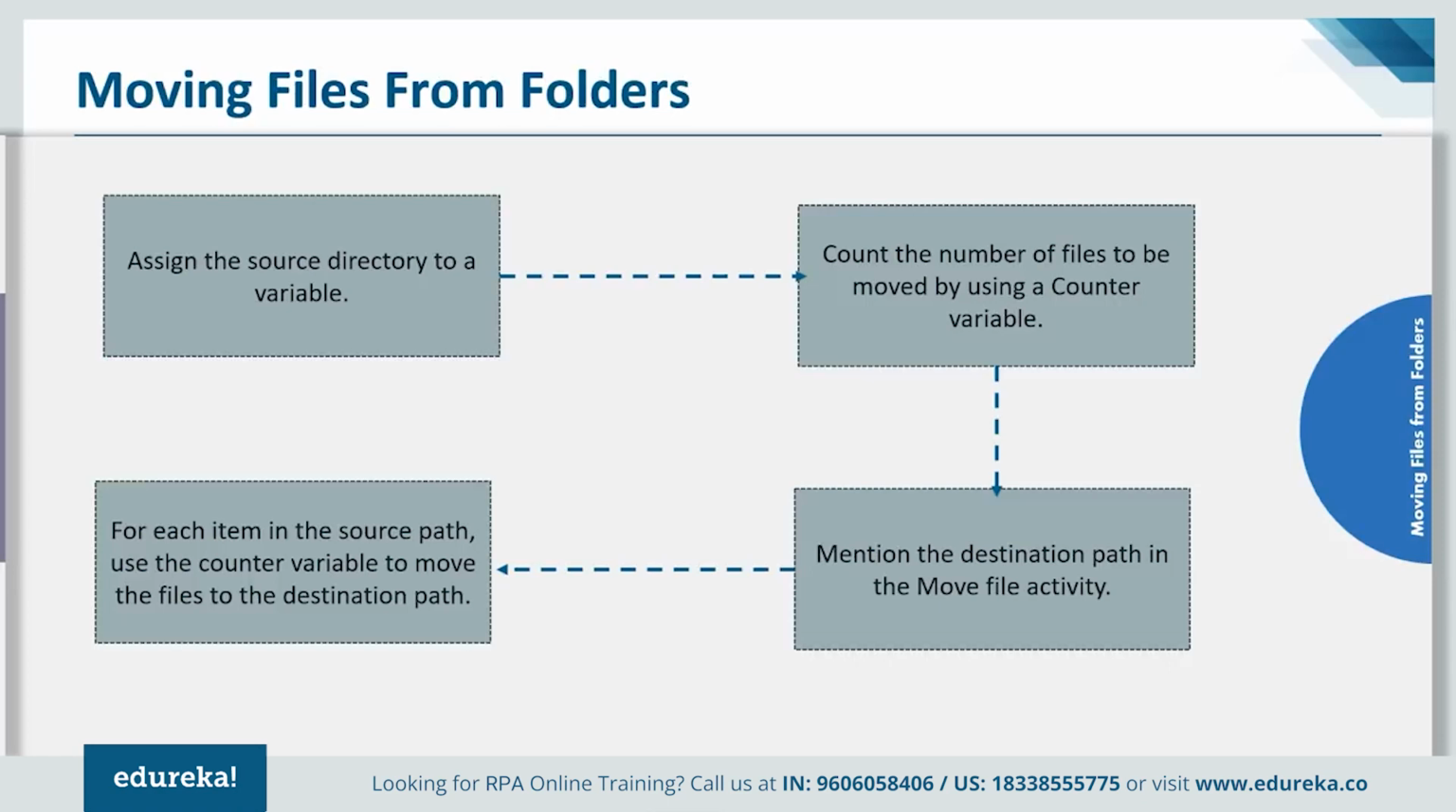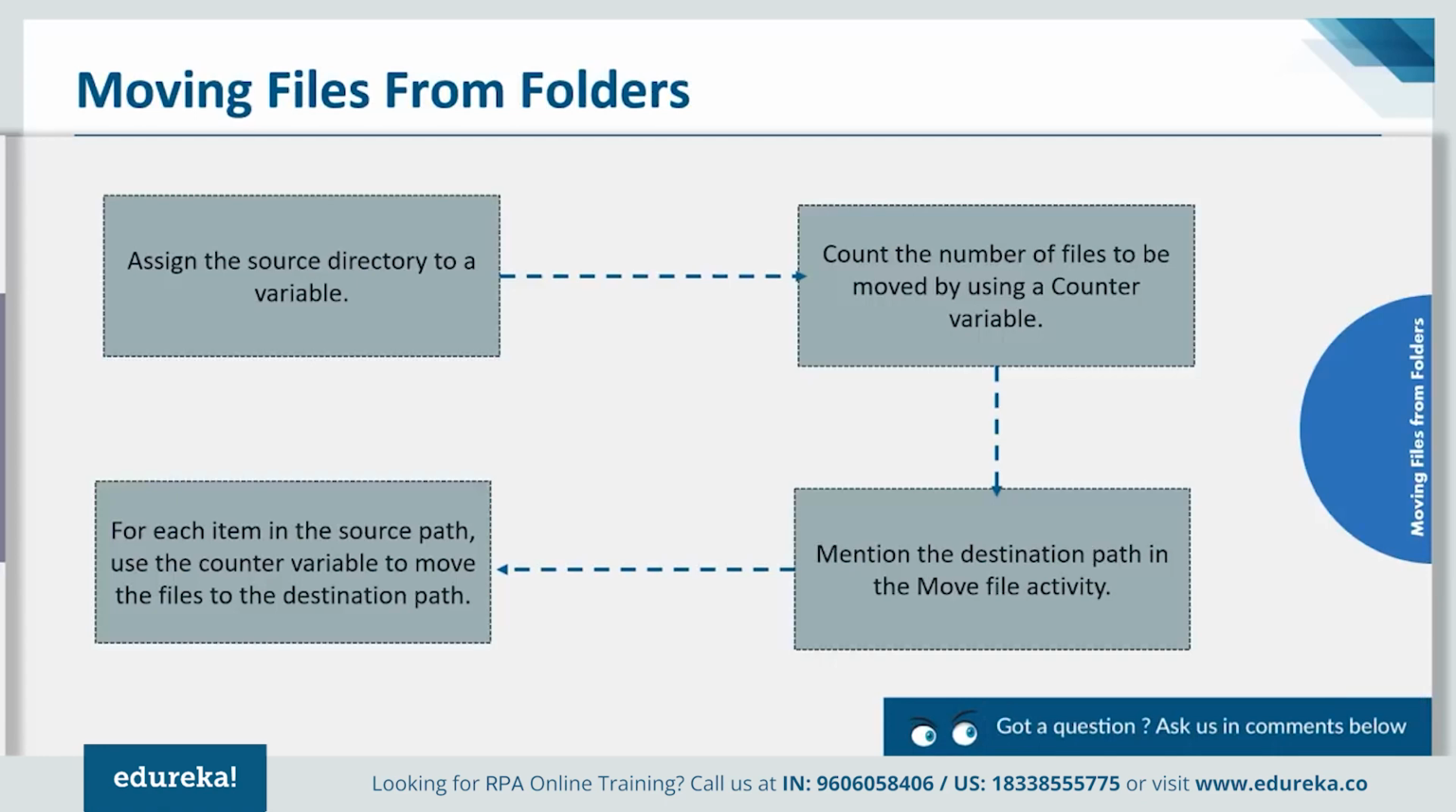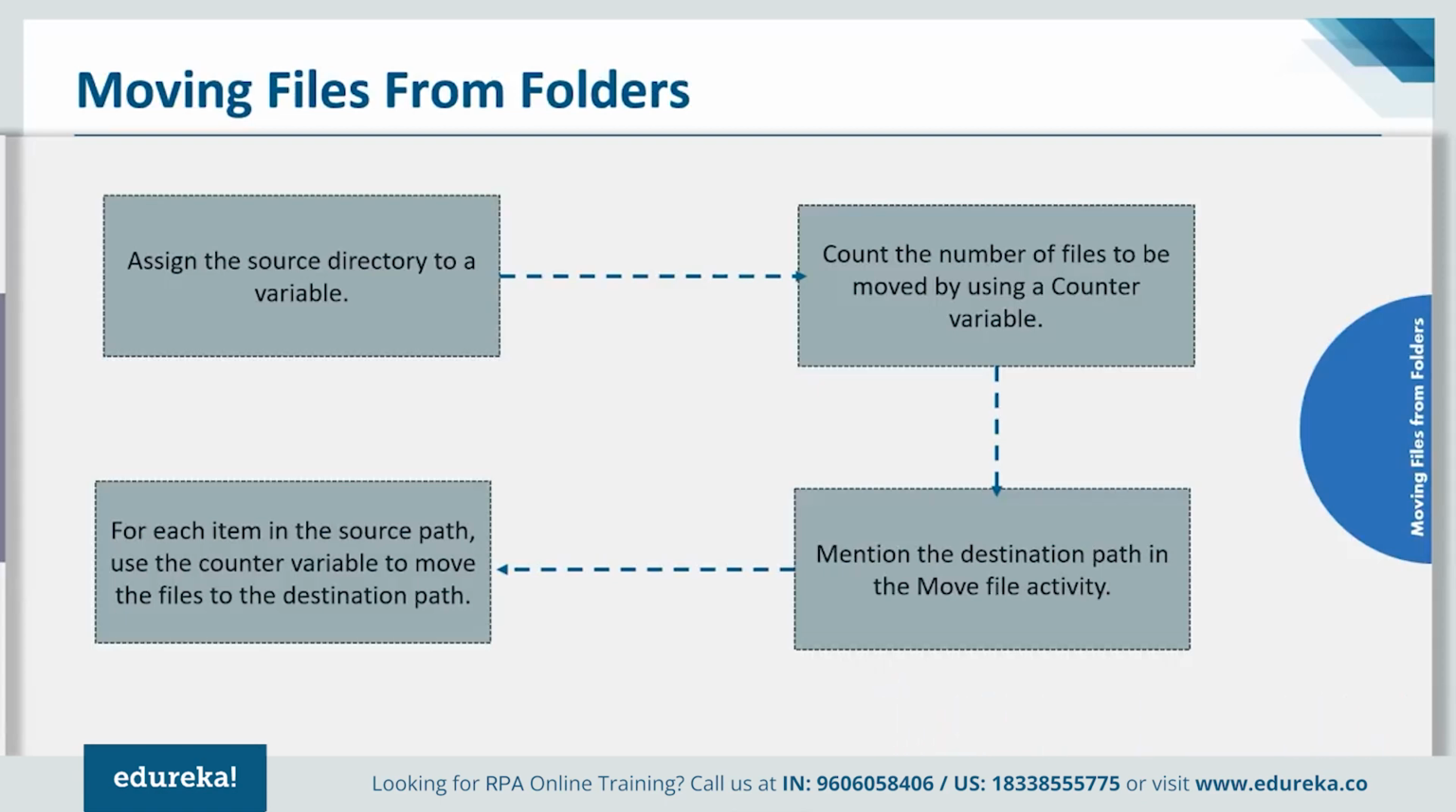We're going to assign the source directory to a variable first, and then we're going to initialize a counter variable, which will count the number of files to be moved. Then we'll mention the destination path in the move file activity. And finally, for each item in the source path, we'll use the counter variable to move the files to the mentioned destination path. So I hope I'm clear. All right, so now let me quickly shift back to my UiPath Studio so that we get started with the automation.